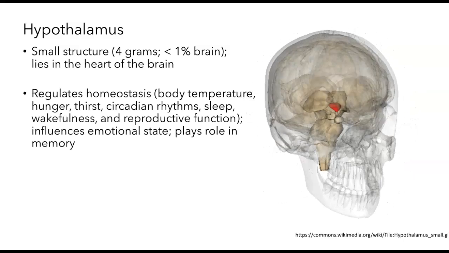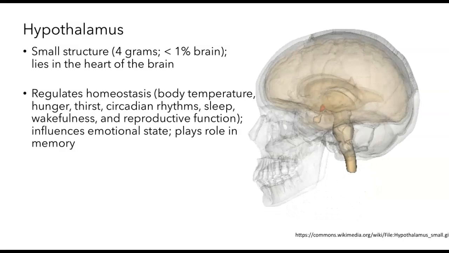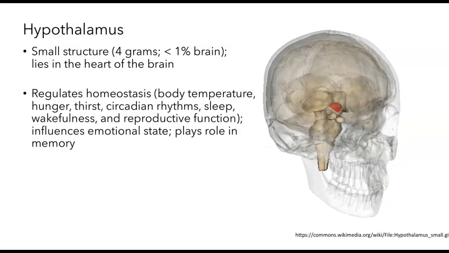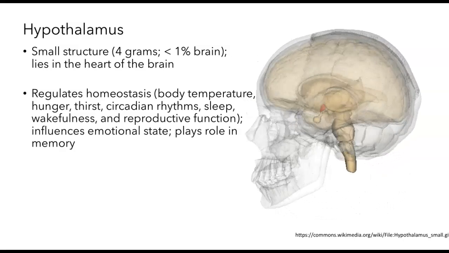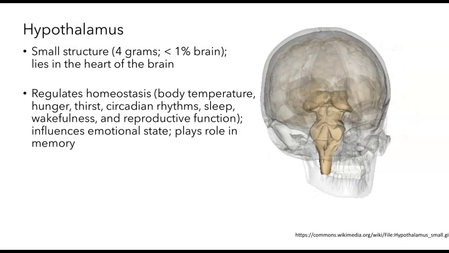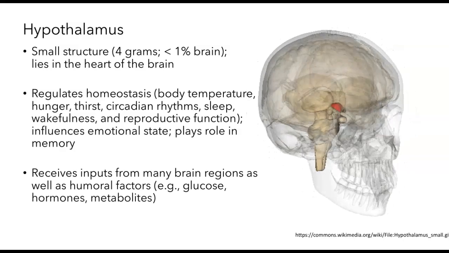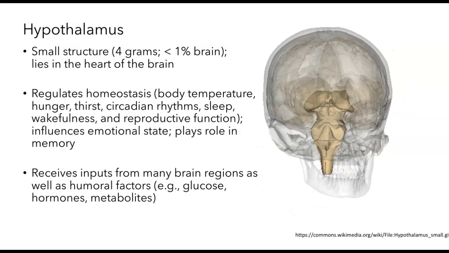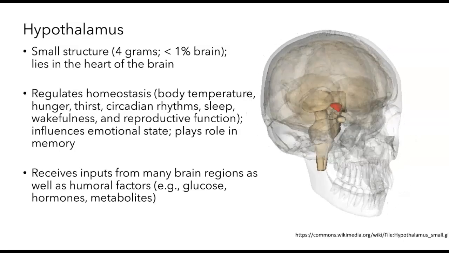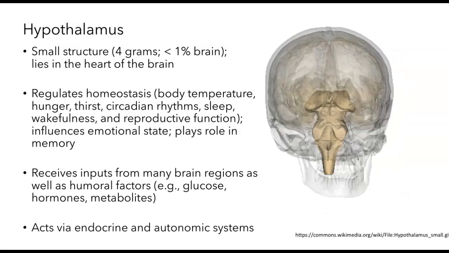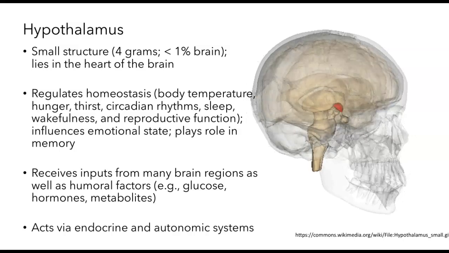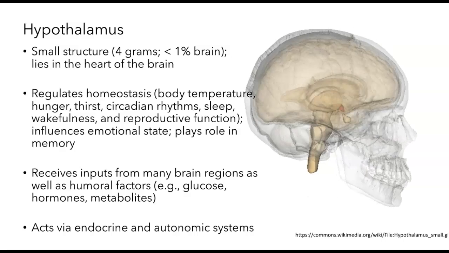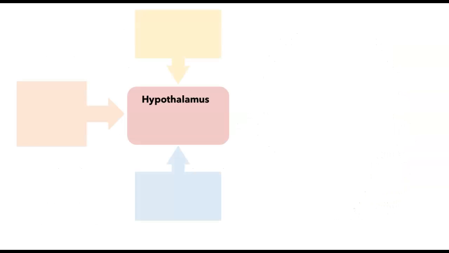It regulates homeostasis, body temperature, hunger, thirst, circadian rhythms, sleep and wakefulness, and reproductive function. It also can influence your emotional state, and it plays a role in memory. To do this, it receives input from many different brain regions, as well as from humoral, blood-borne factors, such as glucose or other hormones or metabolites. It acts by not only signaling other cells in the brain, but also by activating the endocrine, the hormonal system, and the autonomic nervous system.